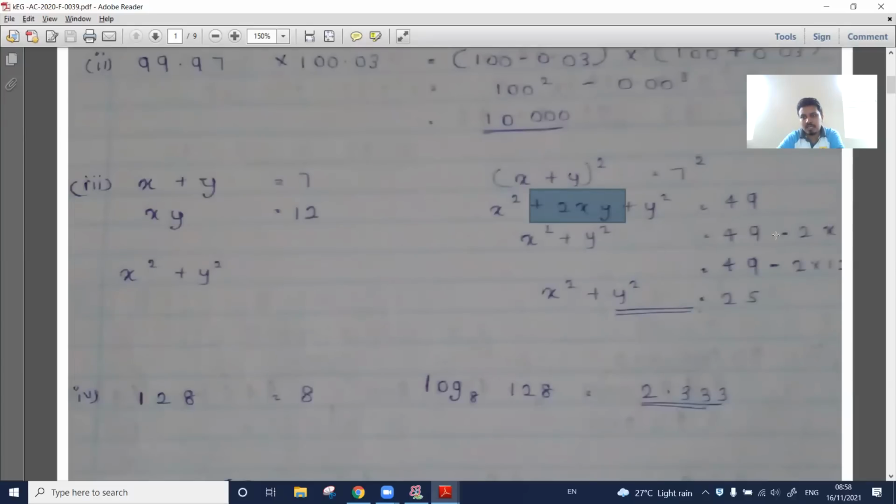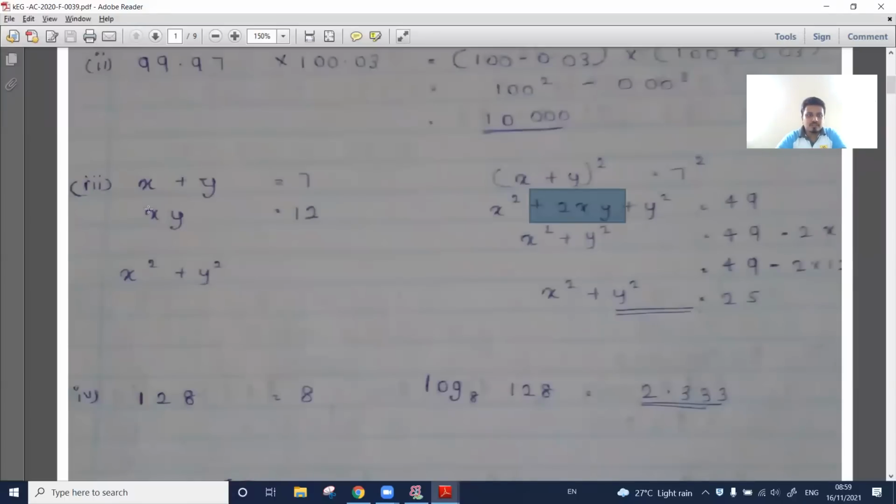Then plus will become minus. So it should be 49 minus what? 2 into x into y. 2xy. X squared plus y squared equals 49 minus 2xy. Right? 49 minus 2xy.